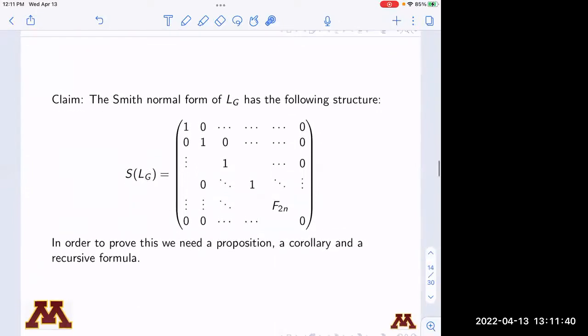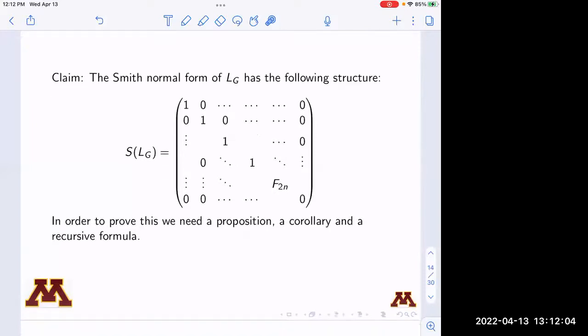So the claim is that the Smith normal form for the Laplacian matrix of such a graph has the following structure. We have ones along the diagonal, we have our entry from the Fibonacci sequence in the second to last entry of the diagonal, and then 0 there. And in order to prove this, we need a proposition, a corollary, and a recursive formula.